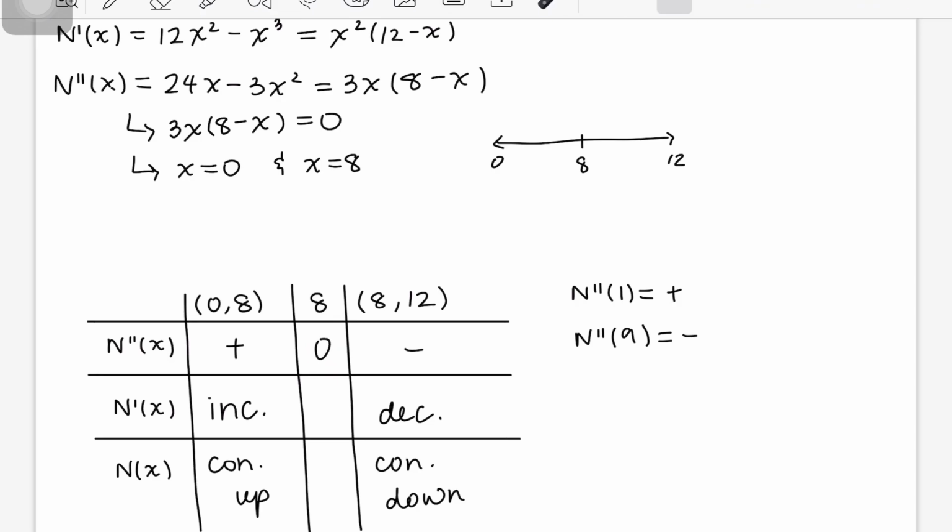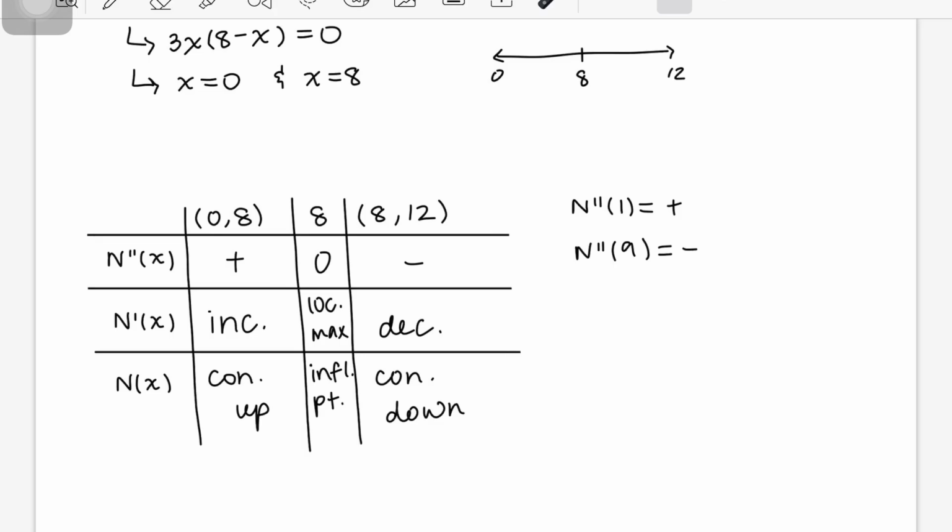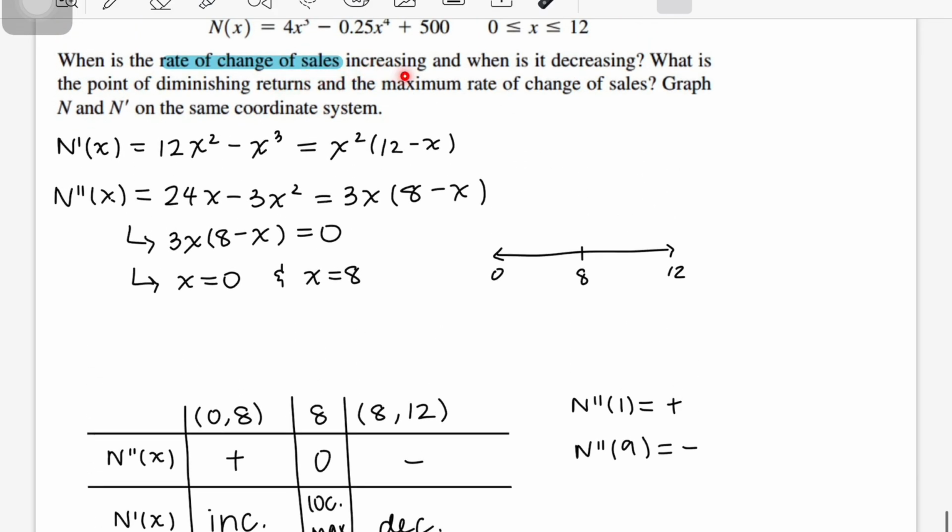We know that our second derivative is going to be 0 at this point. But then we see that our derivative is going from increasing to decreasing at this point. So this tells us we're going to have a local maximum value at this point. Similarly, our function is going from concave up to concave down, and our second derivative is changing sign. And so this tells us we're going to have an inflection point at x equal to 8. So our rate of change of sales is going to be increasing on this interval and then decreasing on this interval.